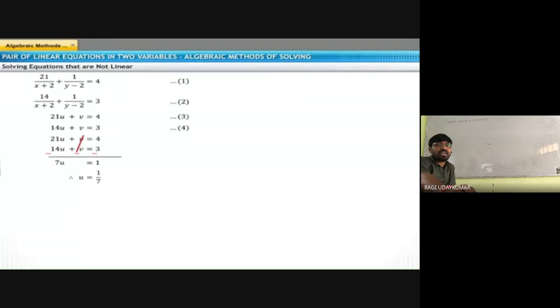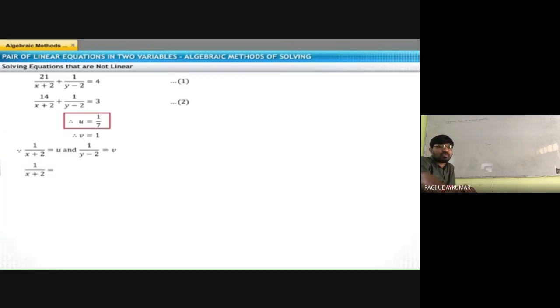Now we will find the v value. Substitute u equals 1 by 7 in one of the two equations. It gives 2 plus v equals 3, so v equals 3 minus 2, and v equals 1. Now we got u as 1 by 7 and v as 1. We considered u as 1 by x plus 2, so 1 by x plus 2 equals 1 by 7, and 1 by y minus 2 equals 1.